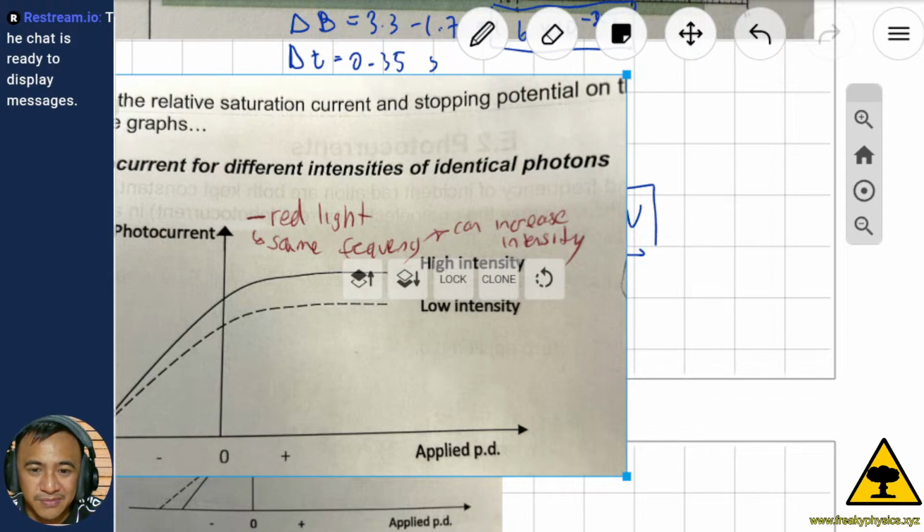So let's zoom in to make it easier to see. So you get the idea. The electrons, due to the photoelectric effect, are going from left to right, but because of this battery, they're gonna go right to left. So you're trying to find the point at which this voltage balances the photoelectric effect.